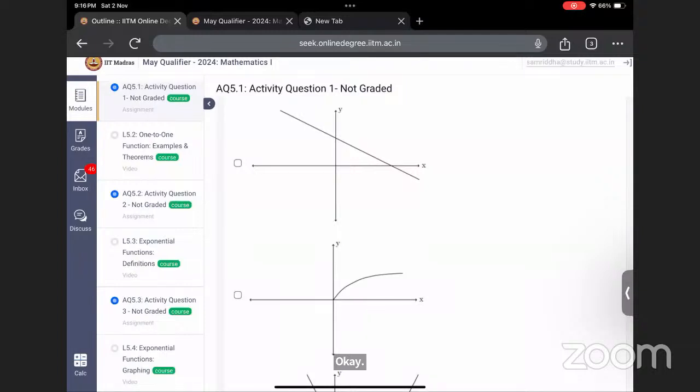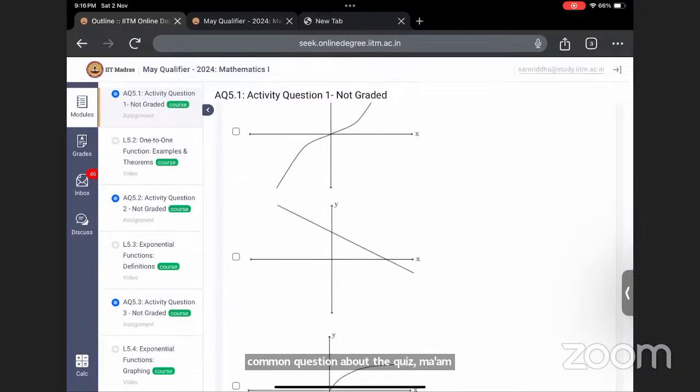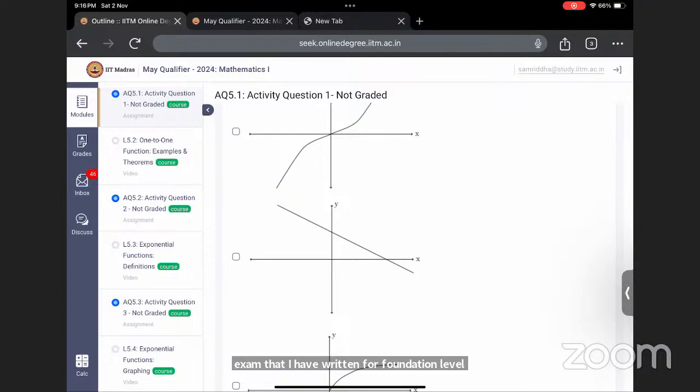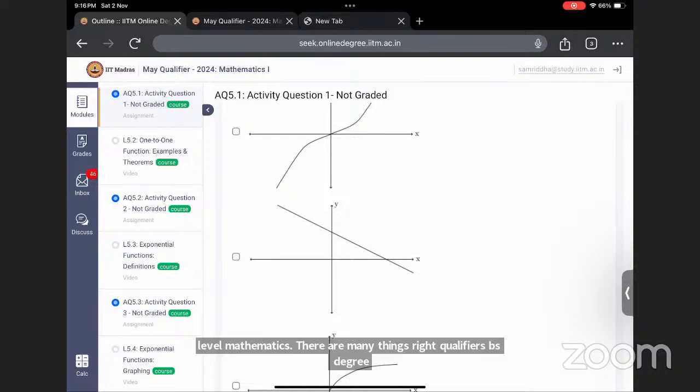Got it. Ma'am, one common question about the quiz. They have published the answer key, but I couldn't find the exact key for the exam that I have written for foundation level mathematics one. I didn't get your point. They have published it in the dashboard, ma'am, but if I open the drive, I couldn't find the answer key for that particular foundation level mathematics. There are many things, right? Qualifiers, BS degree. So I couldn't find that answer key for the mathematics.